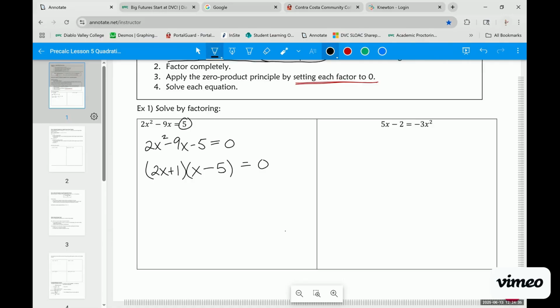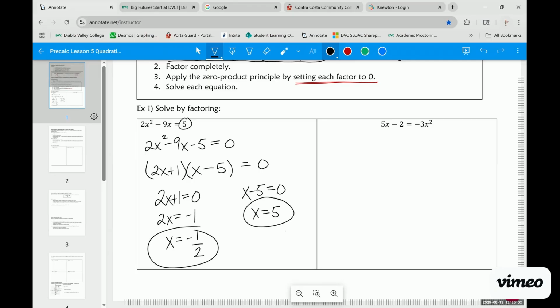So now I'm going to apply my zero product property. This times this is 0. So either this is 0 or this is 0. So what I'm going to do is set 2x plus 1 equal to 0 and solve that, and x minus 5 equal to 0 and solve that. So I have x equals -1/2 as one answer, and x equals 5 as a second answer. Okay, that's it. That's solving by factoring in a nutshell.